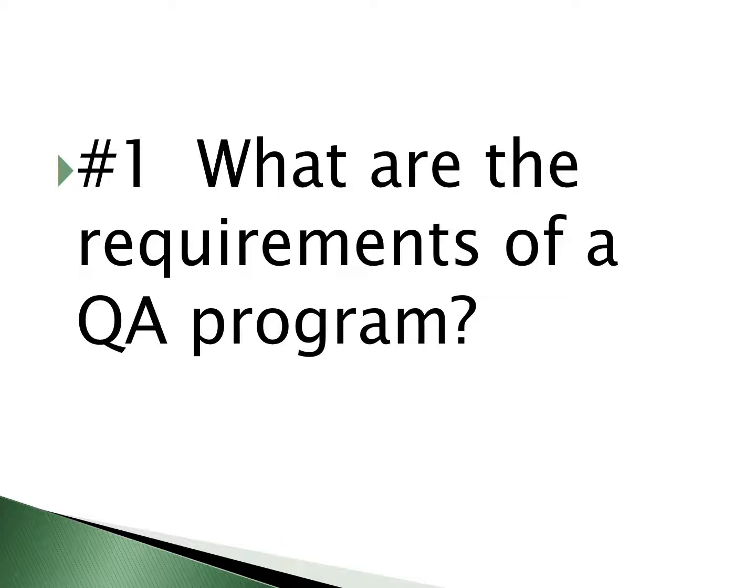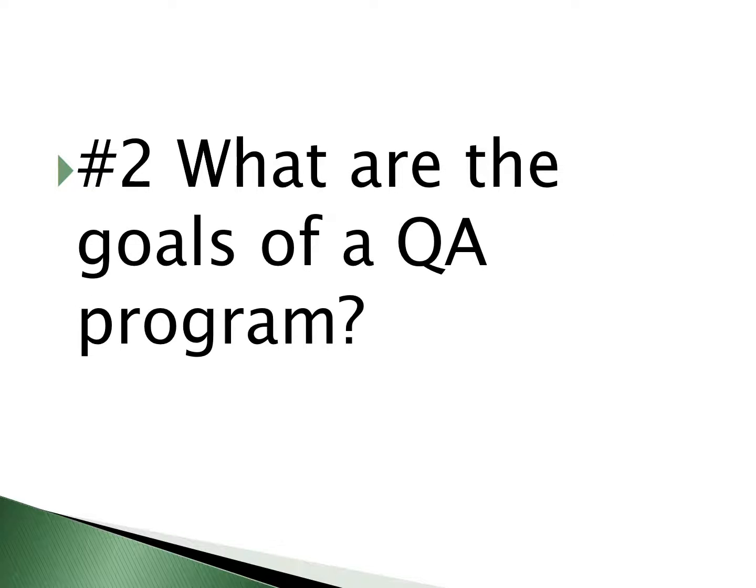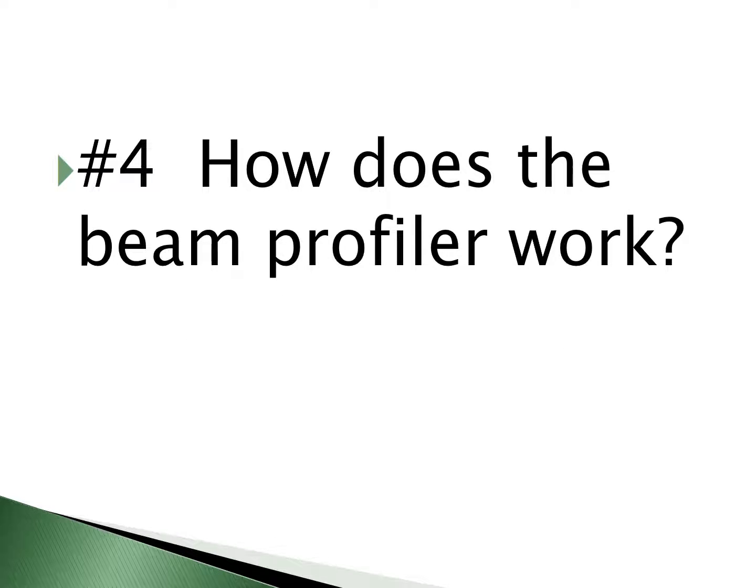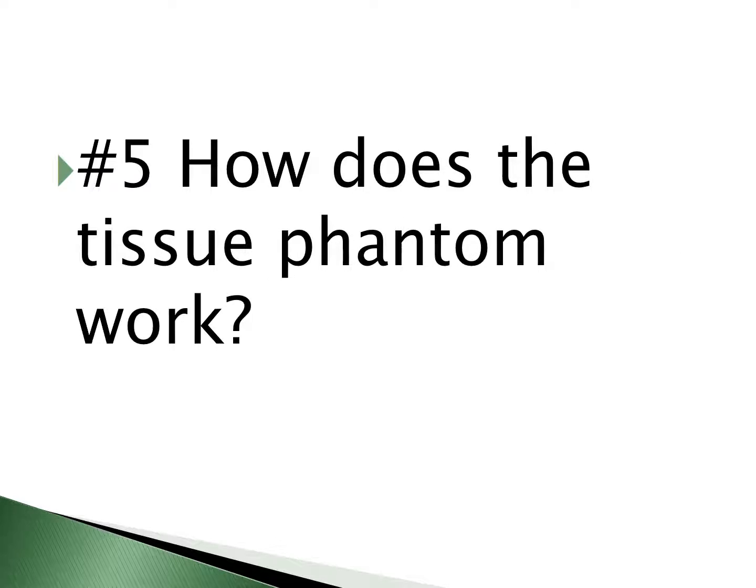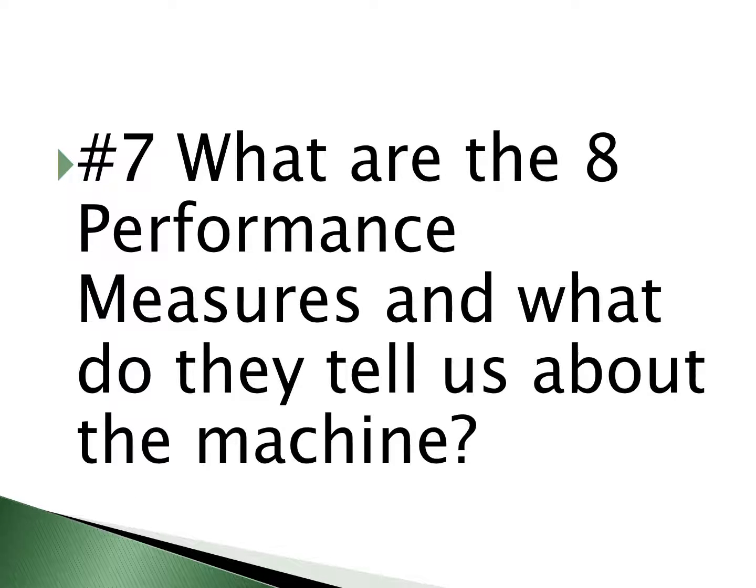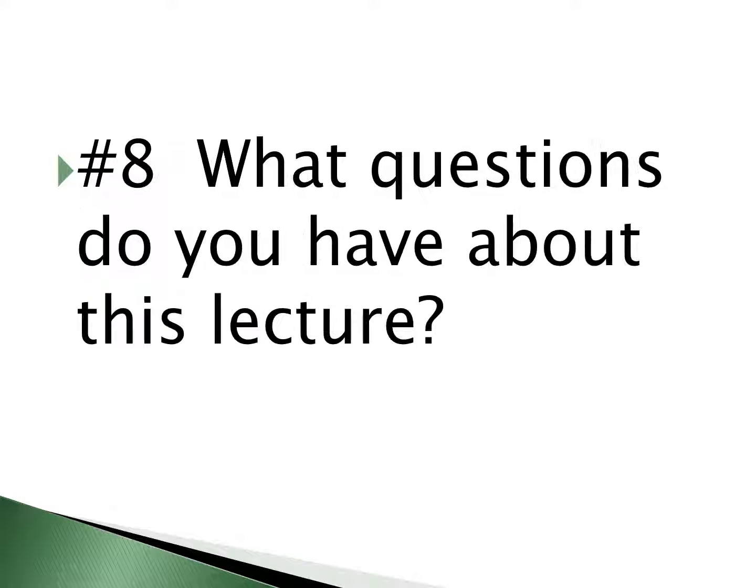So number 1, what are the requirements of a QA program? Number 2, what are the goals of a QA program? Number 3, what are the 3 devices used in a QA program? Number 4, how does the beam profiler work? Number 5, how does the tissue phantom work? Number 6, how does the Doppler phantom work? Number 7, what are the 8 performance measures and what do they tell us about the machine? And number 8, what questions do you have about this lecture?